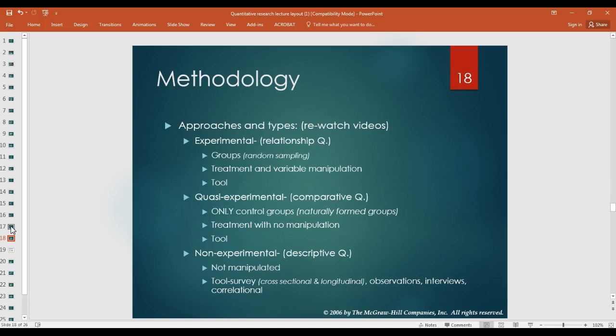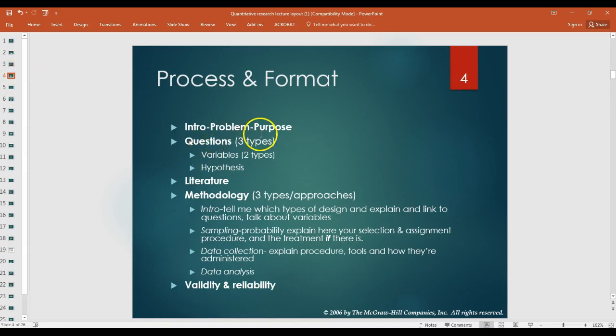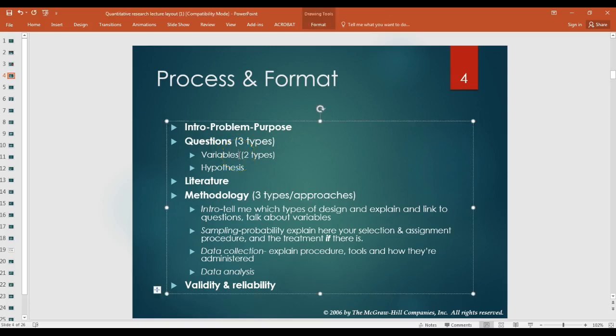Okay, so again, let's go back. Introduction, problem, purpose, questions that include variables, and the variables are based on the type of question. If it's comparative, if it's descriptive, if it's relationship, the variables are based on the type of questions. And then after questions, you state your hypothesis, whether it's directional, non-directional, or null. Then you talk about your literature, and then we come to our methodology.